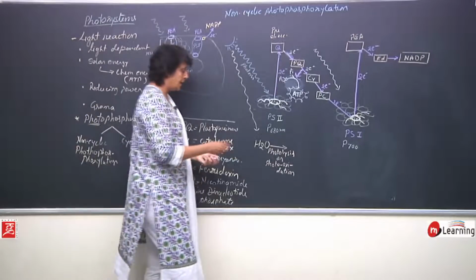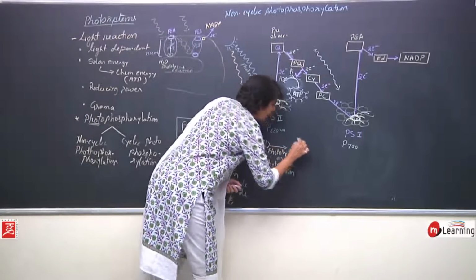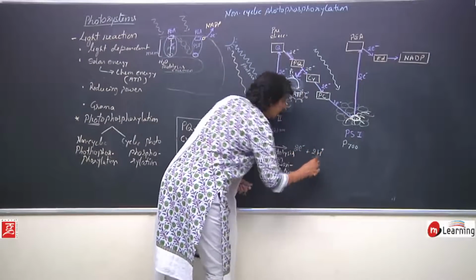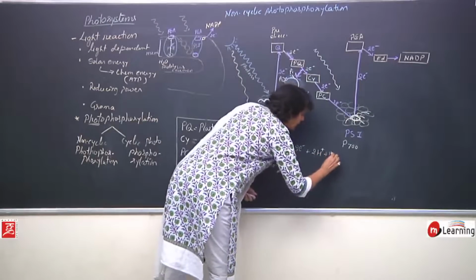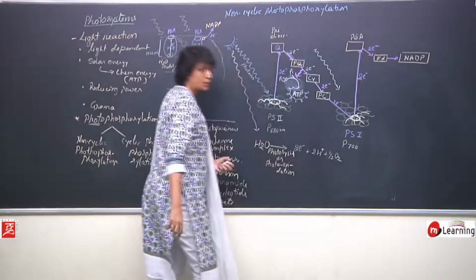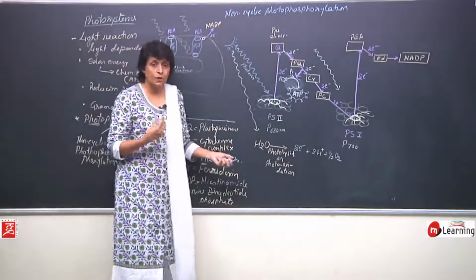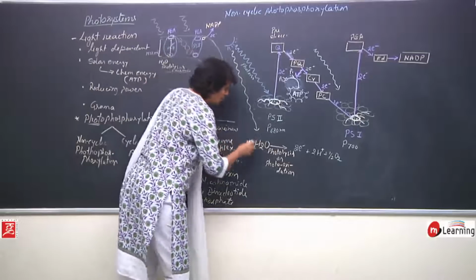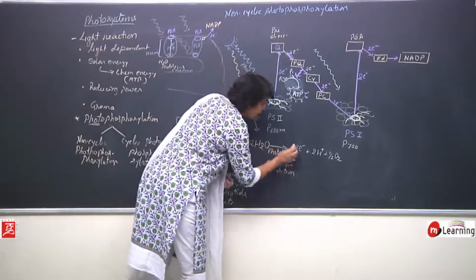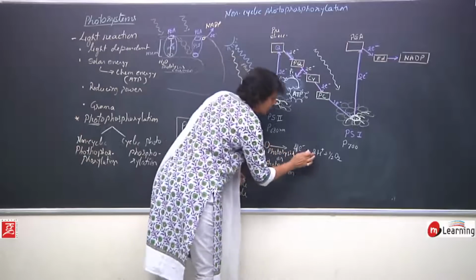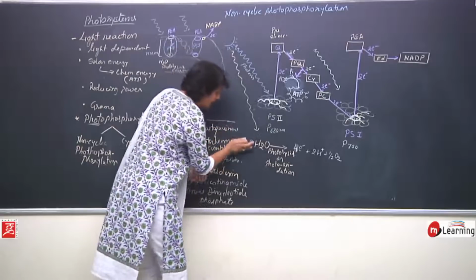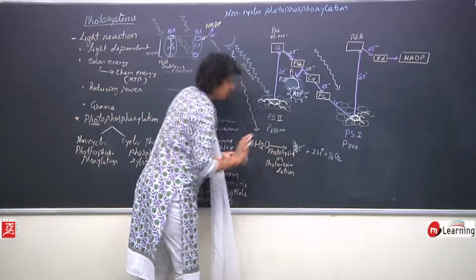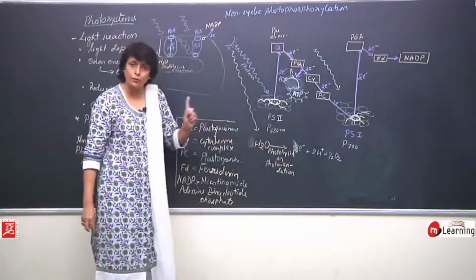Water molecule splits into a pair of electrons, a pair of protons and half molecule of oxygen. Actually one atom is released, but because we cannot write a single atom, that is a nascent oxygen, we can double it. If we write 2 water molecules, this will become 4 electrons and this will become 4 protons and 1 oxygen molecule. But because we want to just keep track of these electrons, we are showing splitting of 1 water molecule.